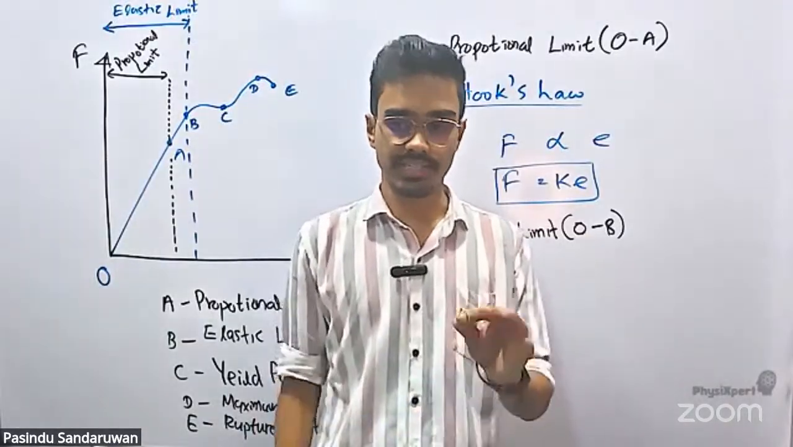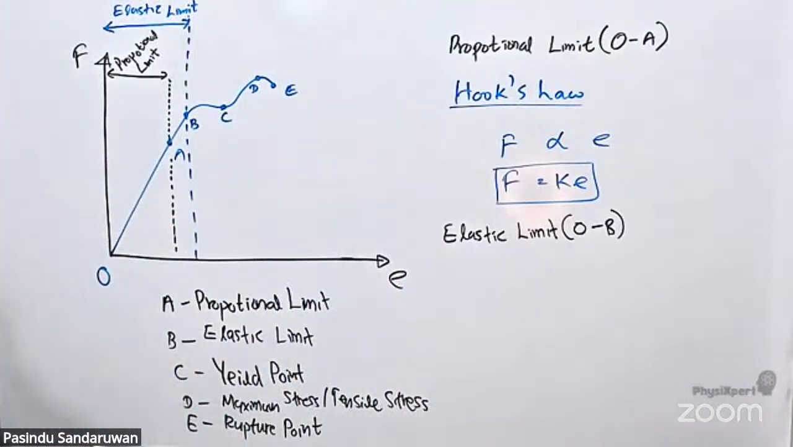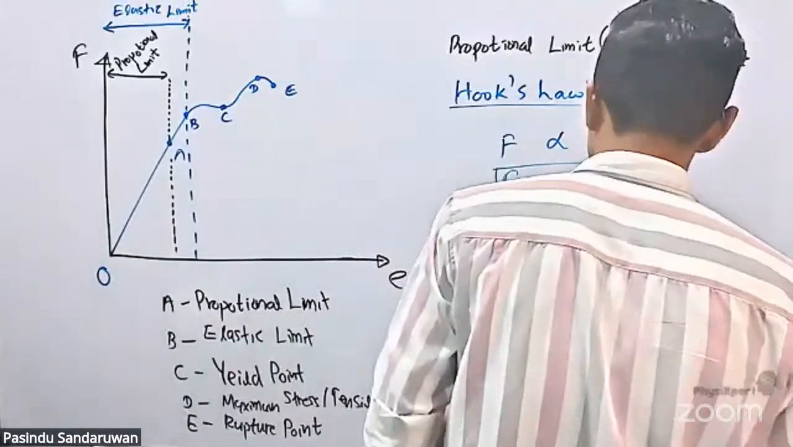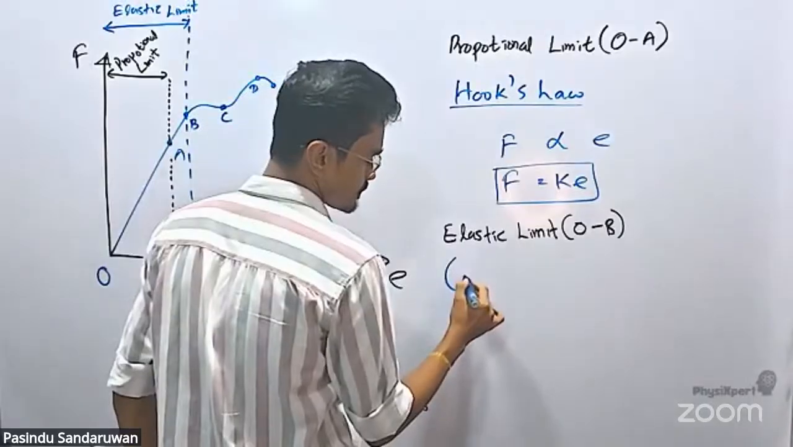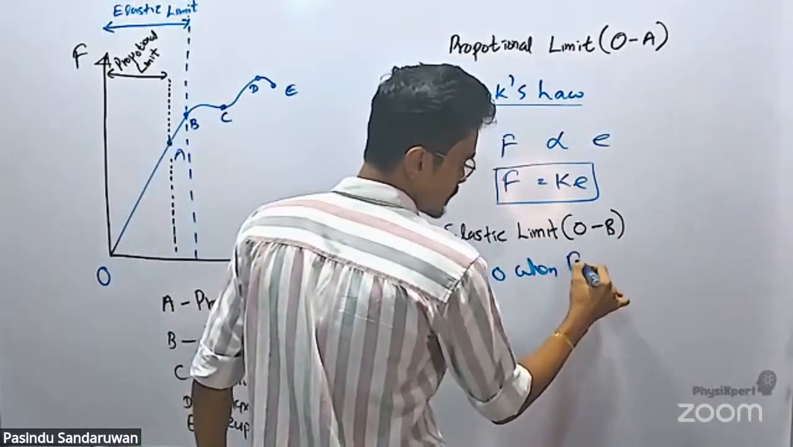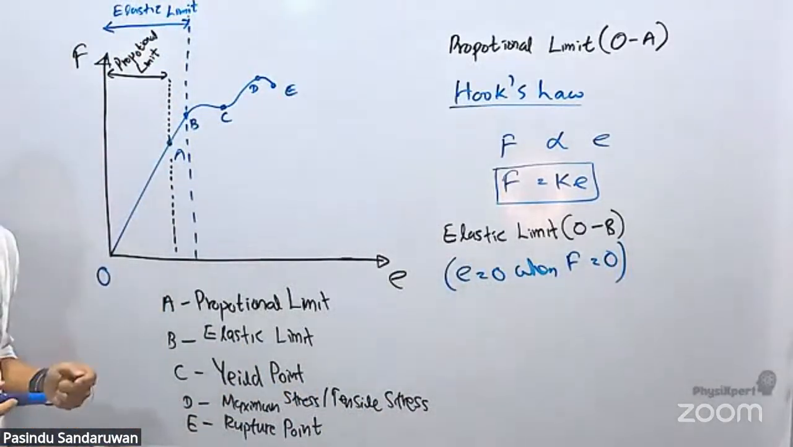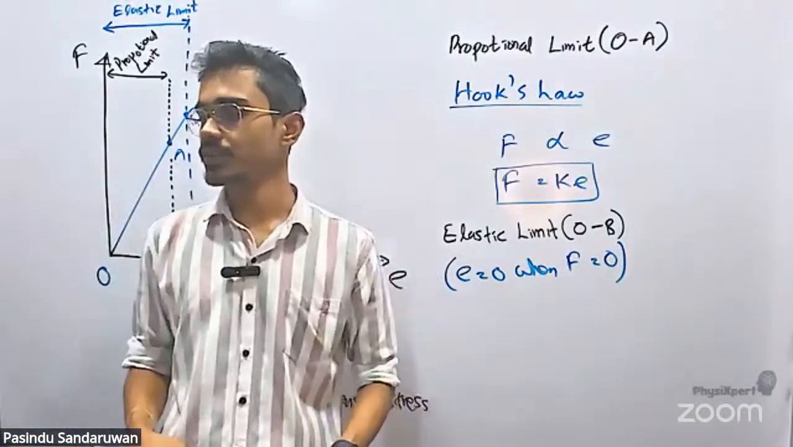Up to elastic limit only. Within brackets again, write down E equals 0 when F equals 0. Write down this way: E equals 0 when F equals 0.